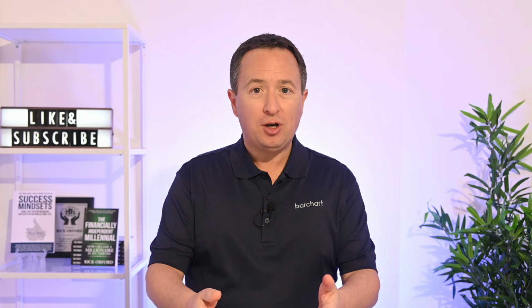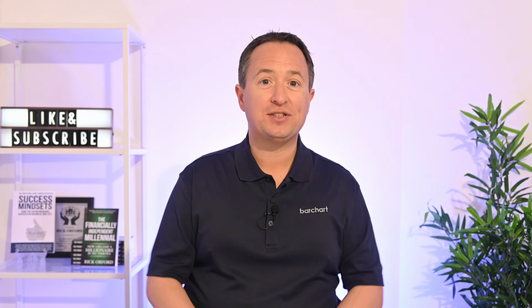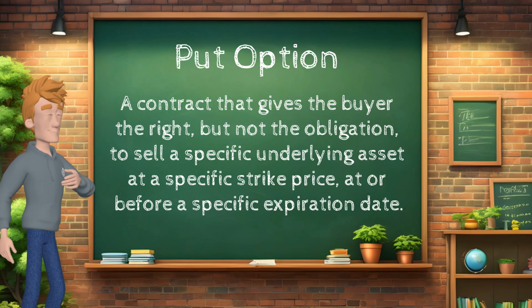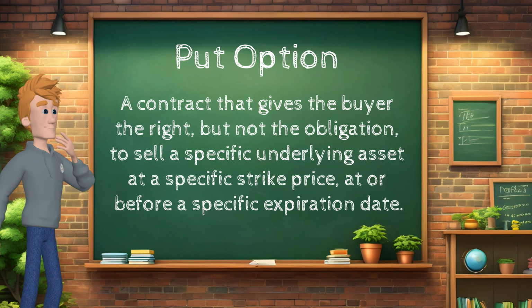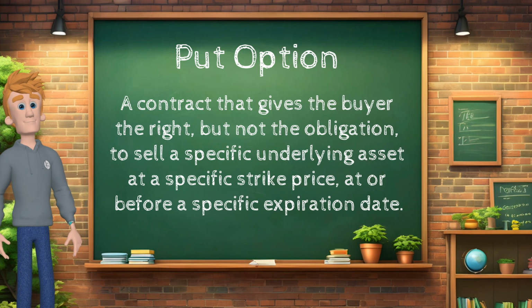But if you're new to options trading or you're looking for a refresher on cash secured puts, you're in the right place. A put option is a contract that gives the buyer the right but not the obligation to sell an underlying commodity or asset at a specified price, known as the strike price, on or before a specified date, known as the expiration date.